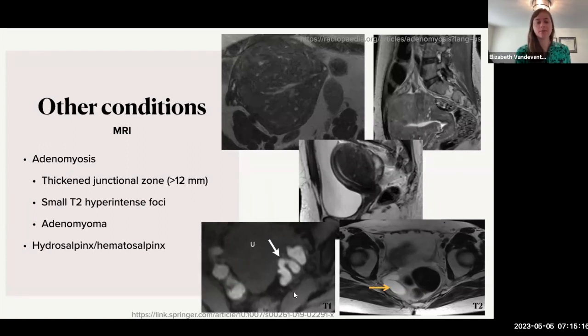Again, here are examples of hydro and hematosalpinges. So this is a T1 weighted image, and we can see this T1 hyperintense serpiginous tubular structure in the left adnexa compatible with a hematosalpinx. And then this is a T2 weighted image, and we can see this T2 hyperintense tubular structure, which is compatible with a hydrosalpinx.